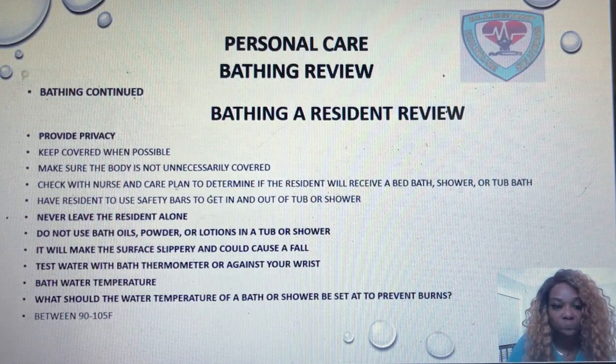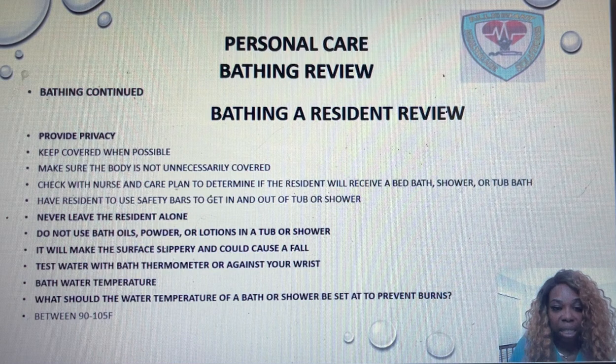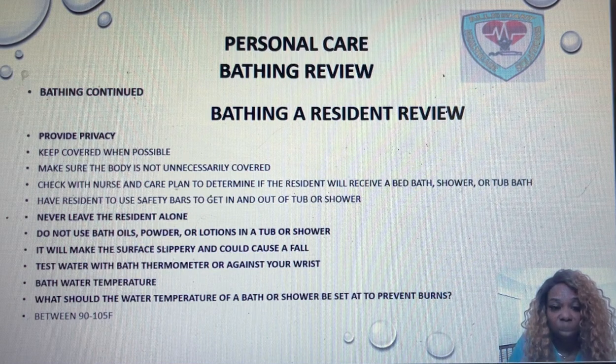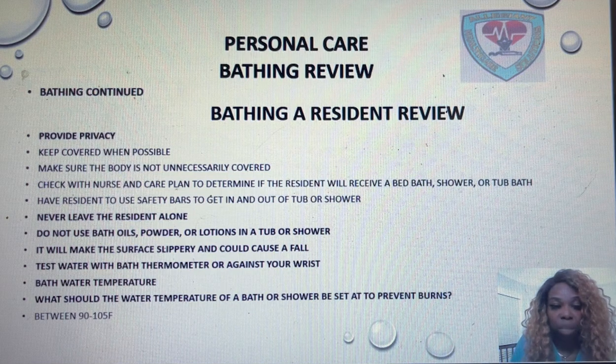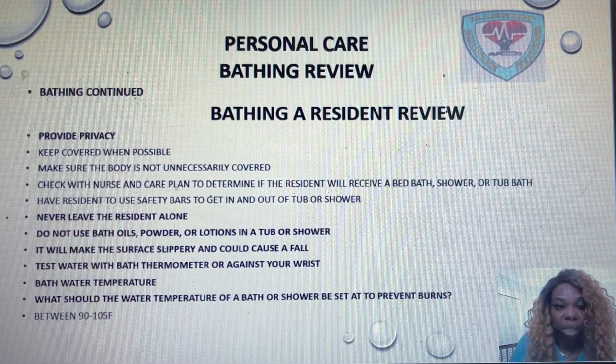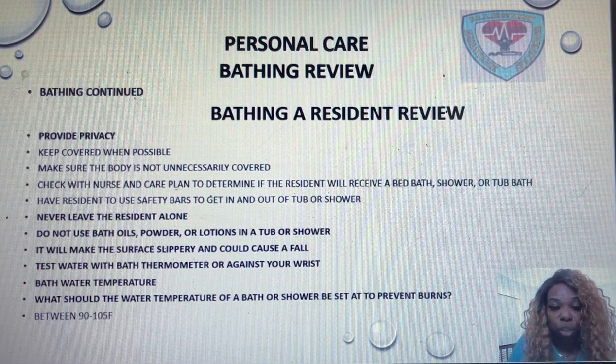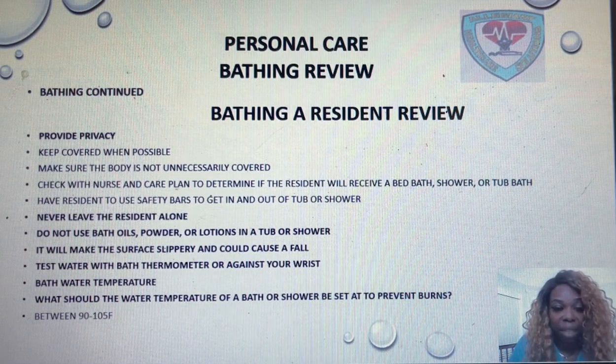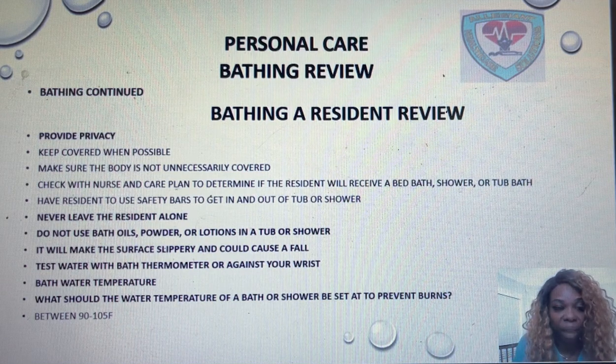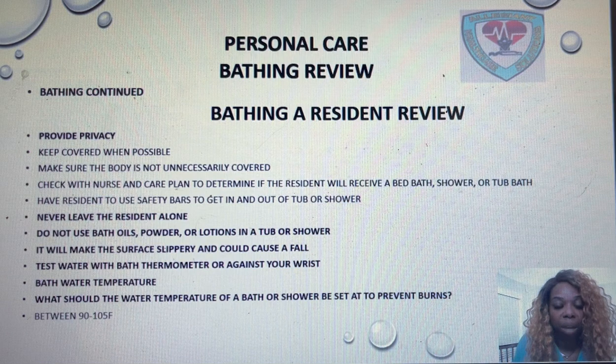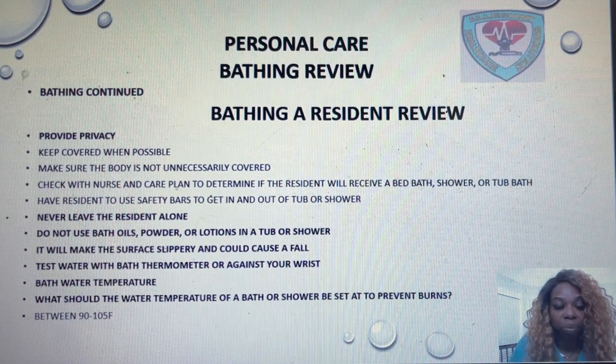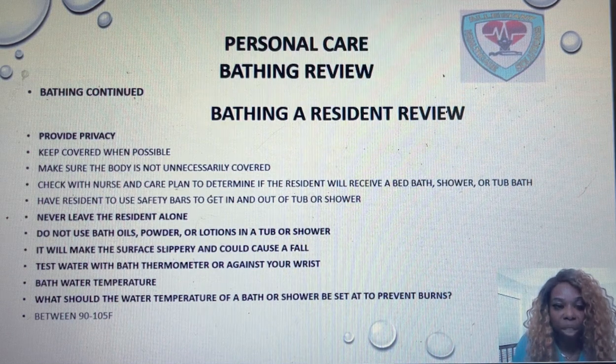Always test the water with a bath water thermometer. You can test it against the inside of your wrist. You can also allow the resident to test the water prior to submerging their skin or exposing their skin to any bath water temperature. The bath water temperature should be anywhere from 90 to 105 degrees. It should not exceed 105 degrees to prevent burns or abrasions to the skin.